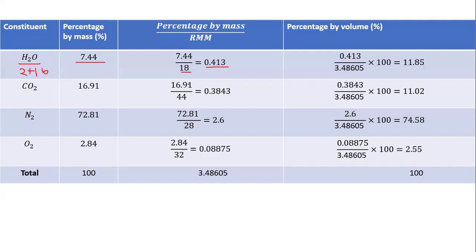Next, I do the same for carbon dioxide. I know that carbon is 12, plus I'm actually having 2 atoms of oxygen. So I'm saying 2 times 16. You can see that 2 times 16 gives me 32. So if I add 32 to 12, I should be able to get 44. So I get the percentage, this number I have here, put it on top, divide by the relative molecular mass there, which is 44.